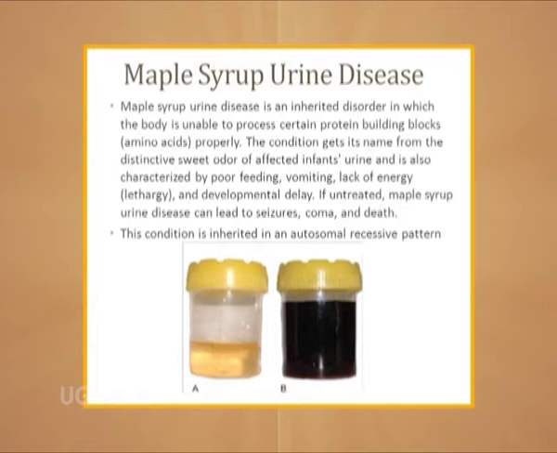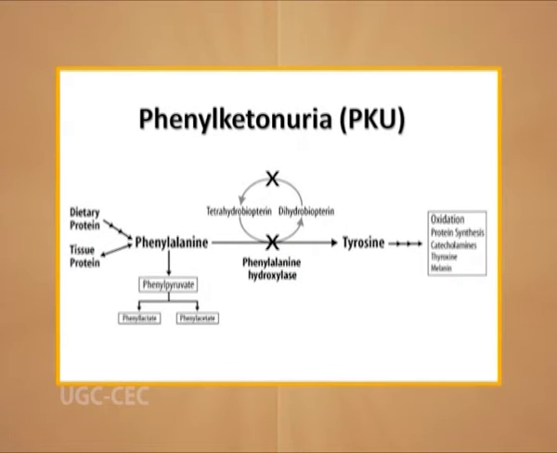deficiency of an enzyme called BCKD causes buildup of amino acids in the body. Nerve damage results and the urine smells like syrup. Phenylketonuria, deficiency of the enzyme PAH, results in high levels of phenylalanine in the blood. Mental retardation results if the condition is not recognized.